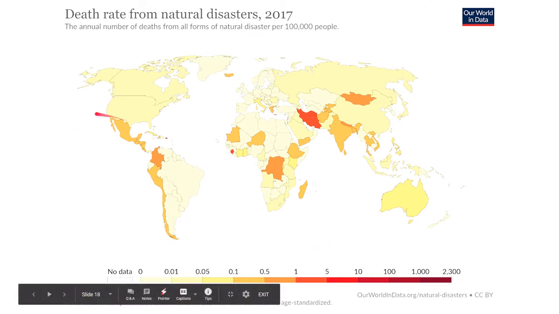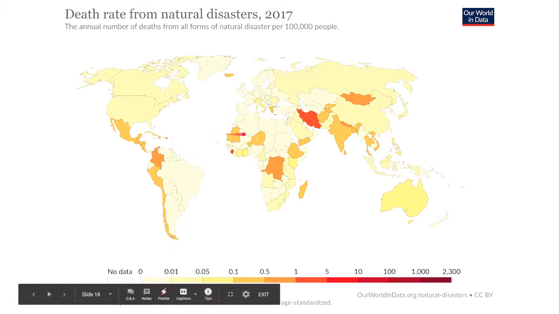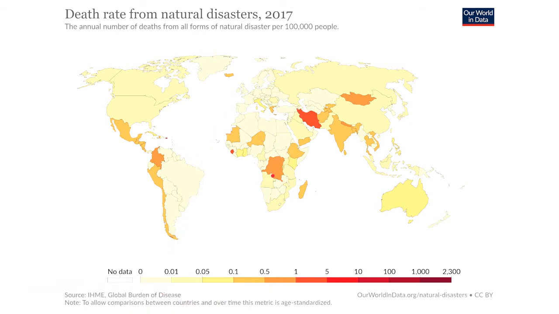So countries such as Mexico, some Caribbean islands, Colombia, Peru, Chile, Mauritania, Niger, Congo, I think this is Iran, Greece, India, Bhutan, Mongolia, some countries in Southeast Asia, Vietnam, Cambodia, I think. So we have several countries whose citizens died from natural disasters. If you want to read more about this, you can visit Our World in Data.